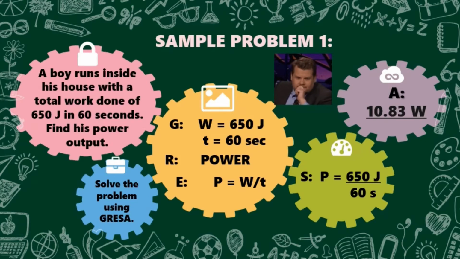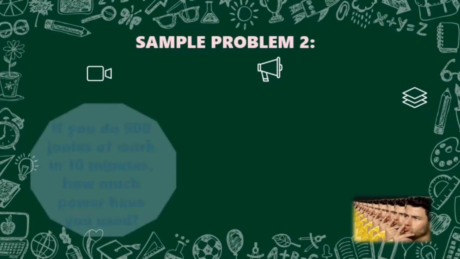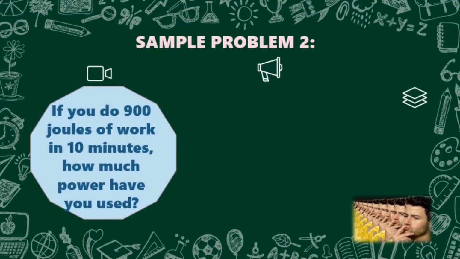Okay? Now, let us have the next problem. Sample problem 2. If you do 900 joules of work in 10 minutes, how much power have you used? Alright, so in this problem, we are confused because we are only given minutes, right? So what are we going to do if we are given minutes for the time? Correct, we need to convert it to seconds.